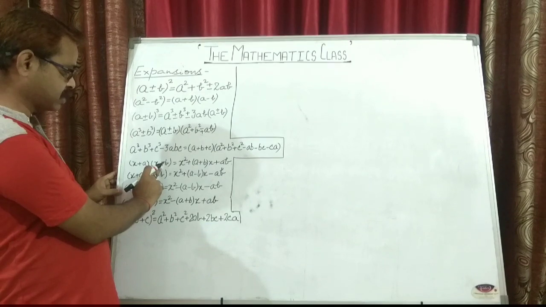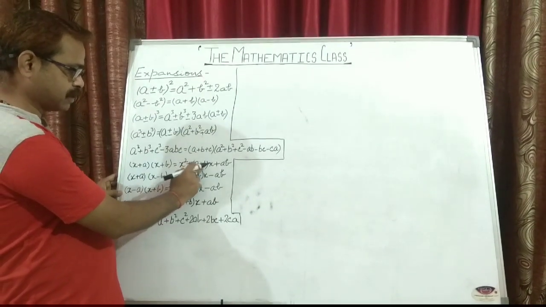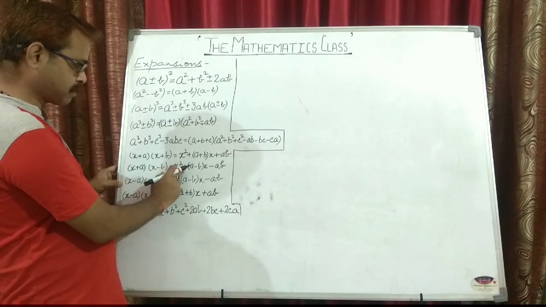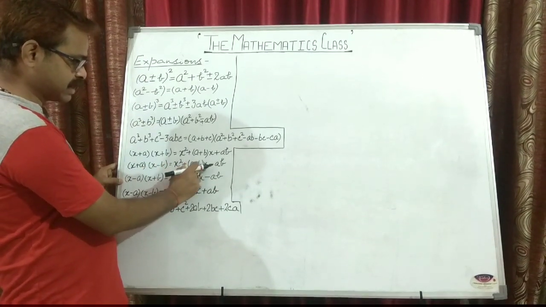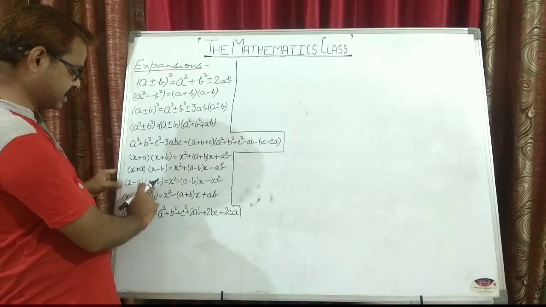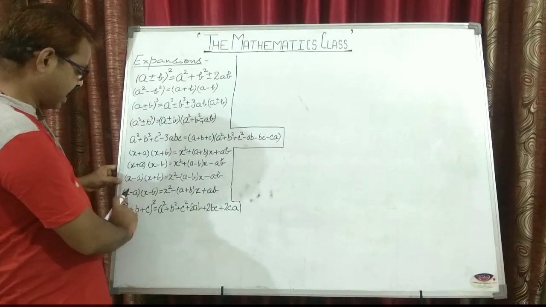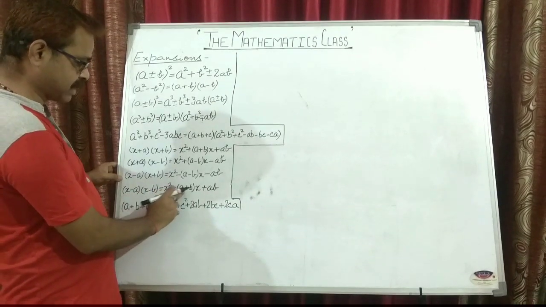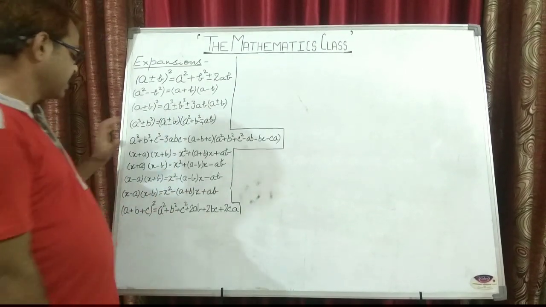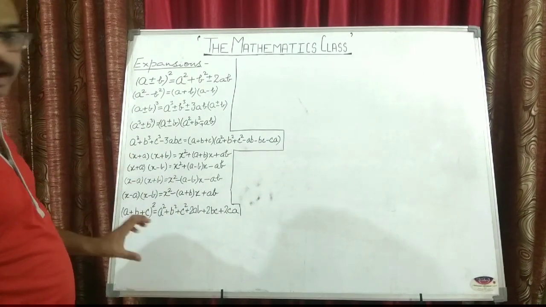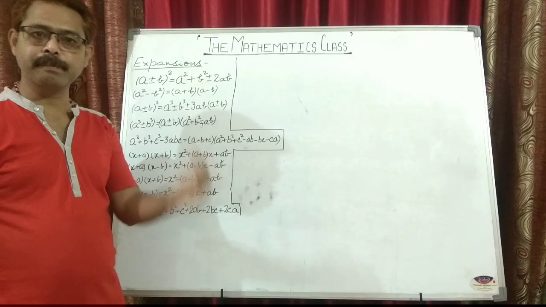(x plus a) into (x plus b) is x square plus (a plus b) times x plus ab. (x plus a)(x minus b) is x square plus (a minus b) times x minus ab. (x minus a)(x plus b) is equal to x square minus (a minus b) times x minus ab, and (x minus a)(x minus b) is x square minus (a plus b) times x plus ab. In this you can see everywhere (x plus a)(x plus b) is there. Only the thing is you have to remember the sign.